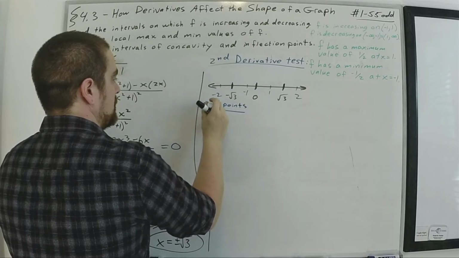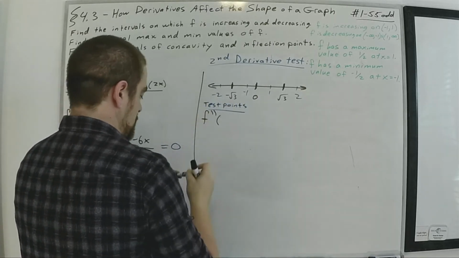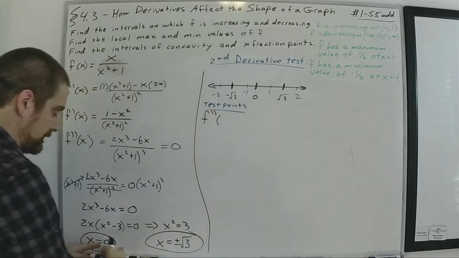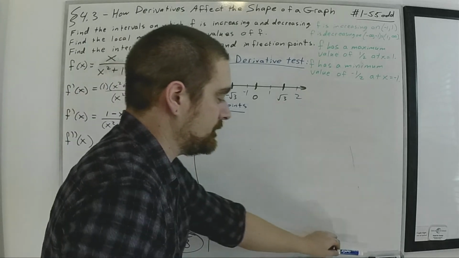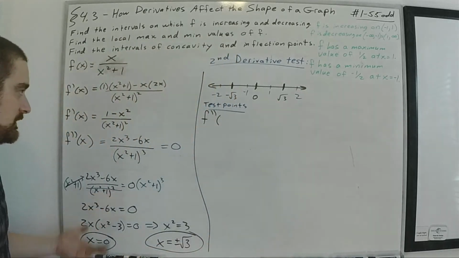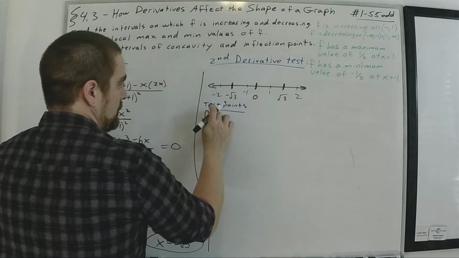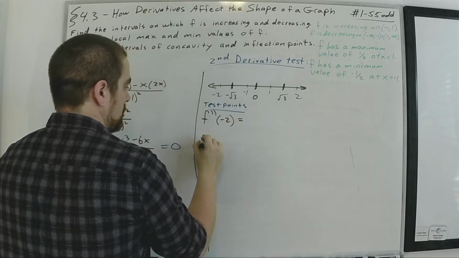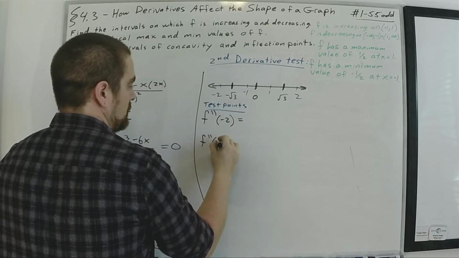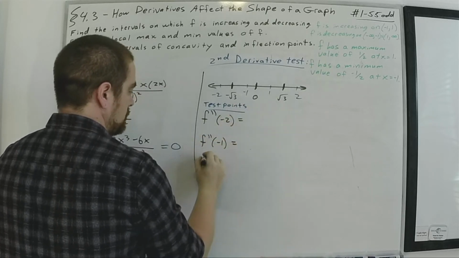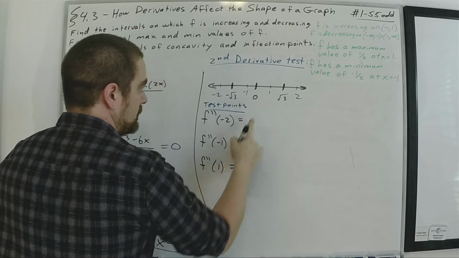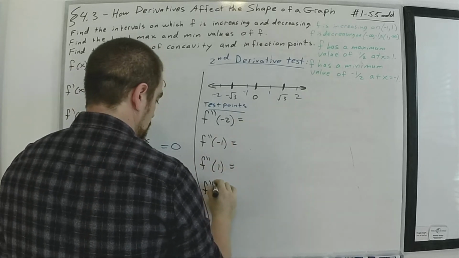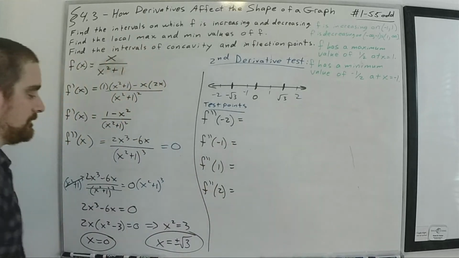I take my test points and I plug them in. I don't plug negative root 3 or 0 or root 3 into the second derivative because I've already shown that it's just going to give you 0 back. So what I want to do is plug in negative 2 into my second derivative, negative 1 into my second derivative, 1 into my second derivative, and 2 into my second derivative.